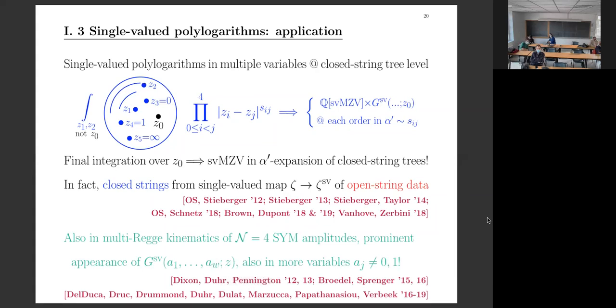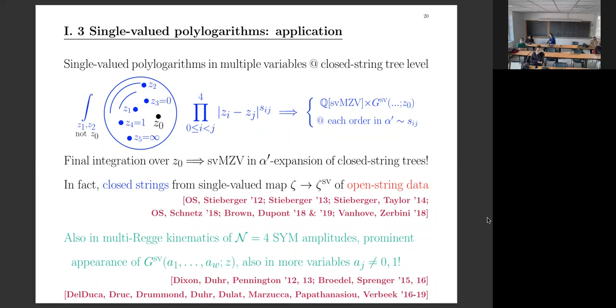Okay, so after having illustrated how single-valued polylogs appear in string amplitudes, I should also point out that they have been seen in field-theoretic perturbation theory. Say, if you go to maximally supersymmetric gauge theories, N=4 super Yang-Mills in the planar sector, there we have the notion of dual conformal symmetry, and the higher point functions can only depend on dual conformal cross ratios. And these cross ratios turn out to appear in single-valued polylogs if you go to the multi-Regge kinematics.